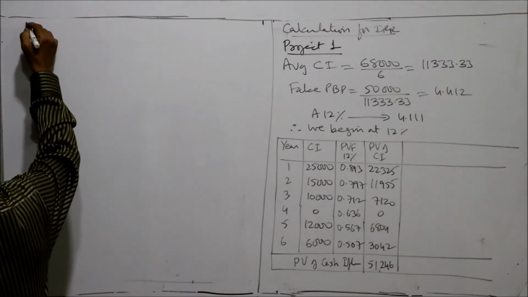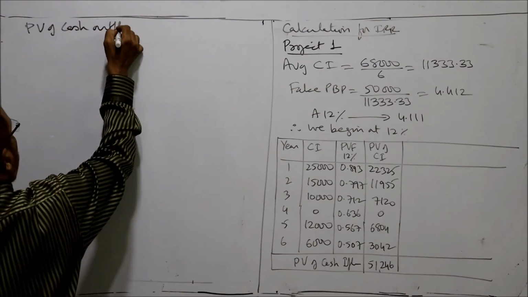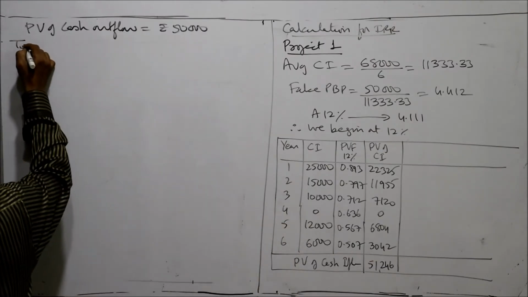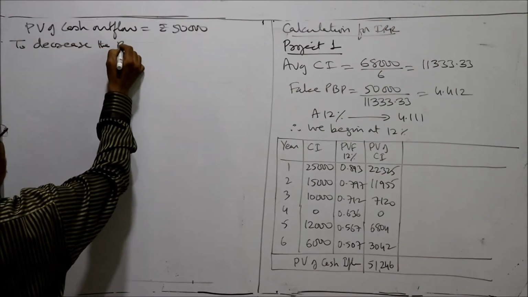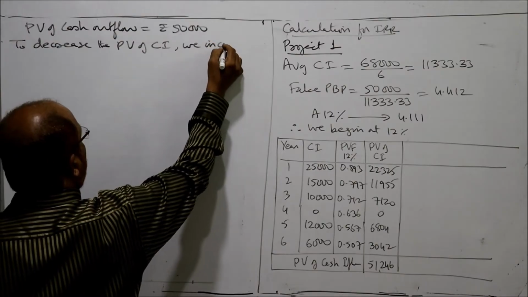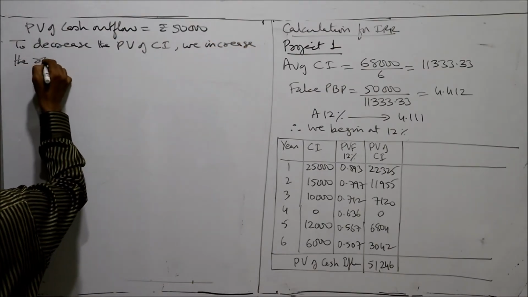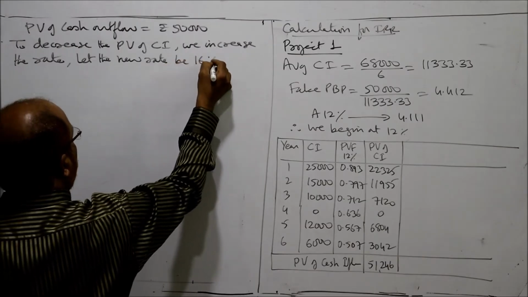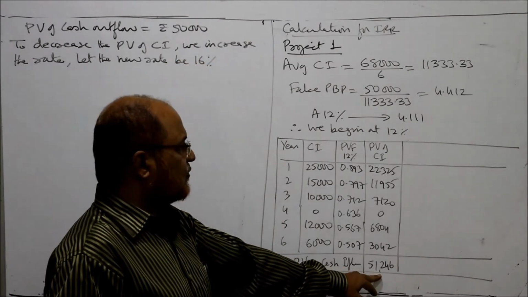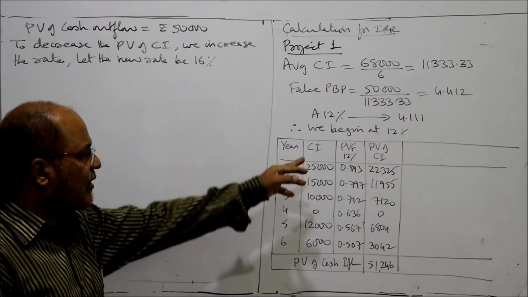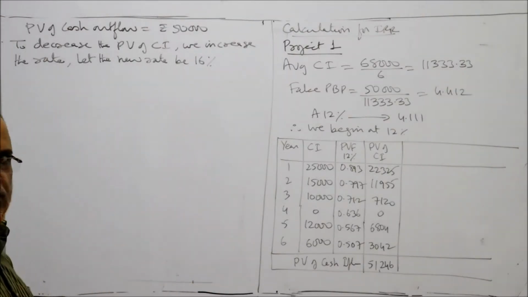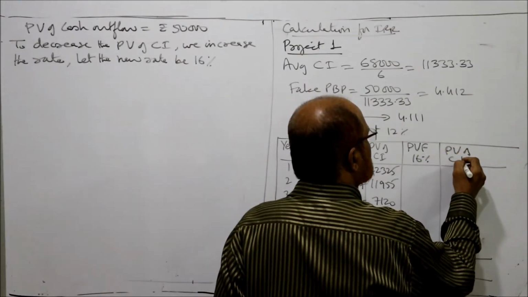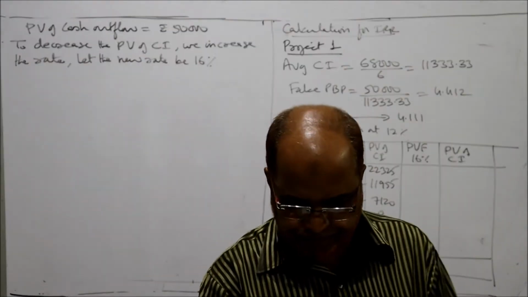Now, PV of cash outflow is equal to rupees 50,000. We got 51,246. To decrease this PV of cash inflow, we increase the rate. Earlier we have taken 12%. Now we increase it and take it 16% and see. So the PV of cash inflow at 16% we'll try and find out.